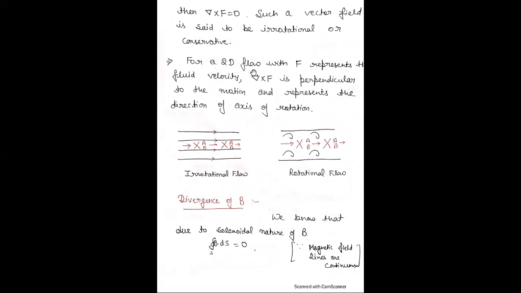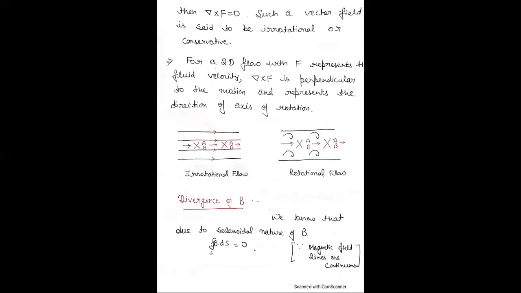For a 2D flow with F representing the fluid velocity, del cross F is perpendicular to the motion and represents the direction of the axis of rotation. Here, in the two-dimensional flow, there is no rotation, meaning in this region del cross F is 0, also called irrotational flow. In this case, there is a rotation of the flow. Therefore, this is a rotational flow, and here curl of F is not equal to 0.